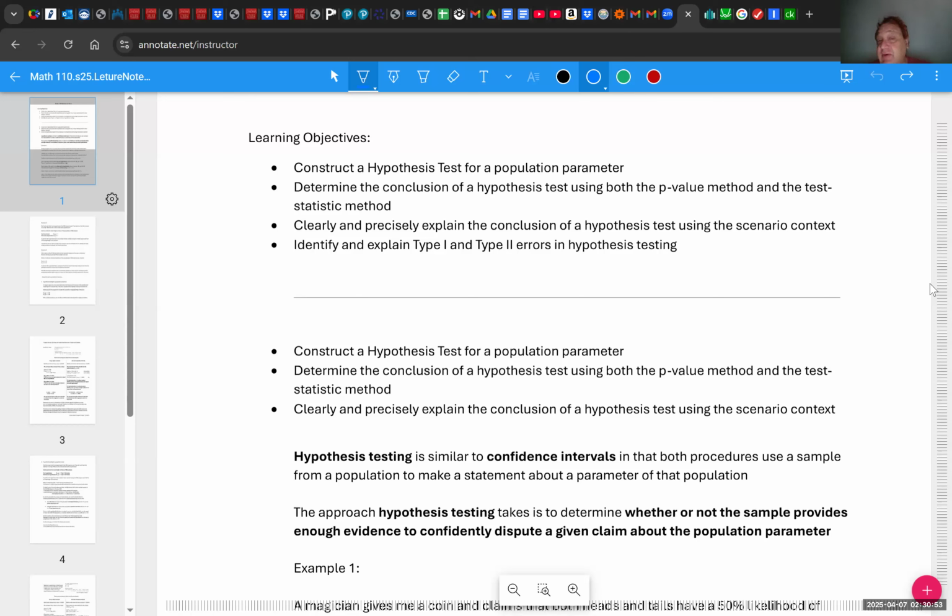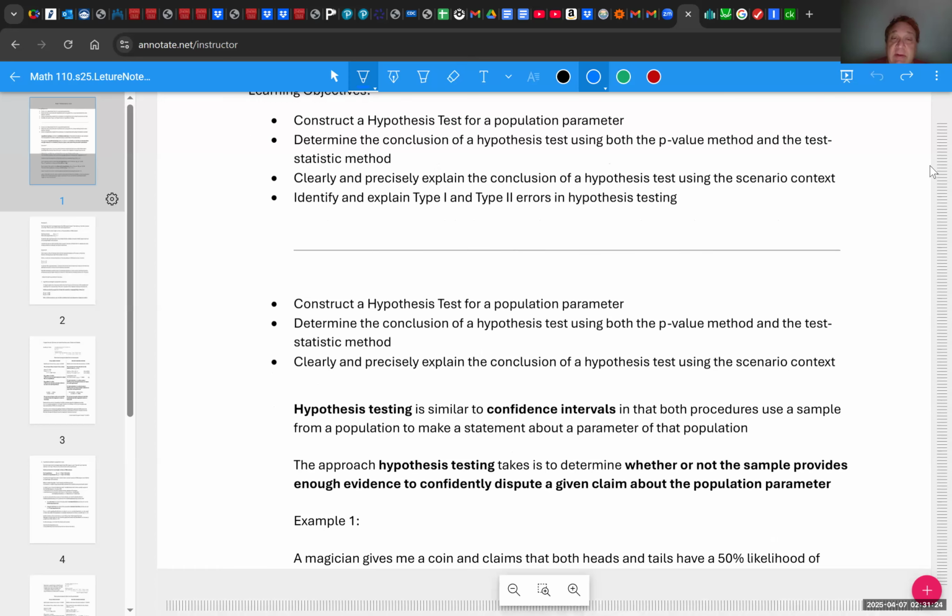We typically measure a proportion of the population, the mean of a population, or a standard deviation of a population. Those are the three things we typically construct hypothesis tests for, and those are the same three things that we constructed confidence intervals for. The second objective is to determine the conclusion using two different methods and to explain that conclusion in clear language. All right, so let me tell you a little bit about what hypothesis testing is.